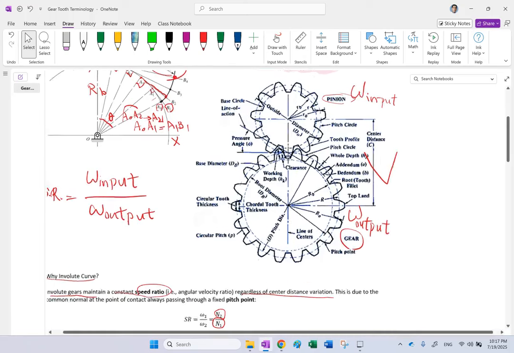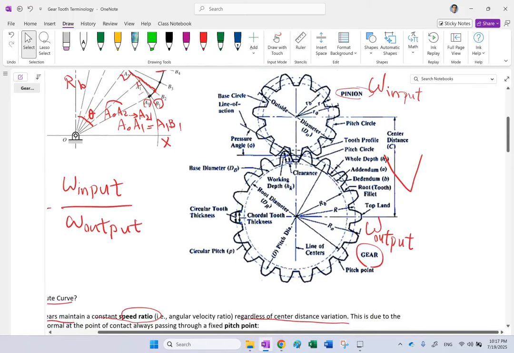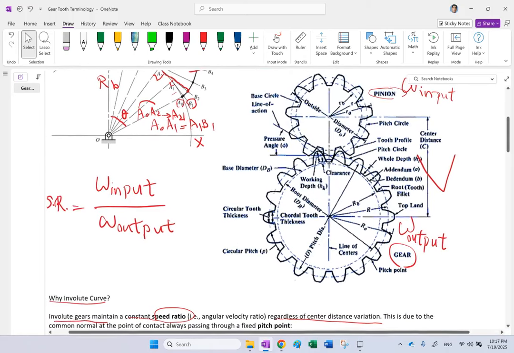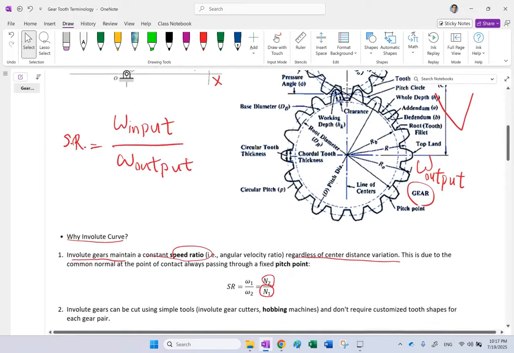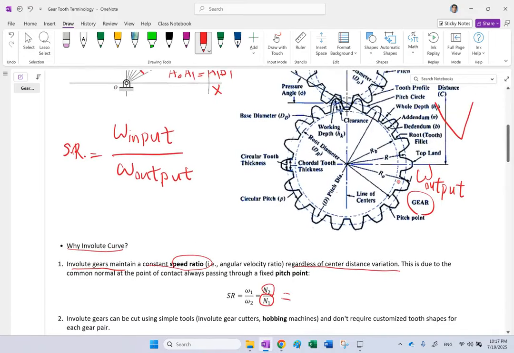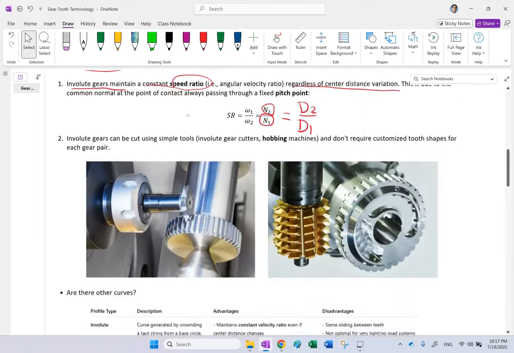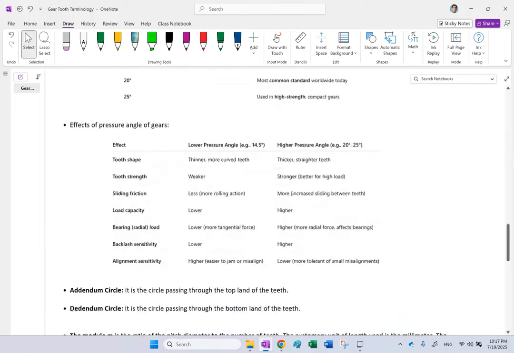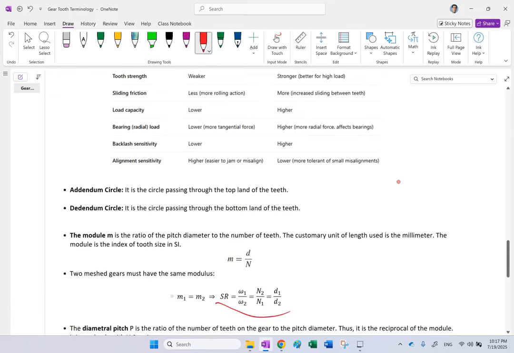Now, as I'm going to show you, we can show that this speed ratio is also equal to the diameter of gear number 2 over the diameter of gear number 1. For instance, if this is input over output, that is going to be diameter out over diameter in, or number of teeth out over number of teeth in. I'm going to show you that in a second. We're going to see that right down here.